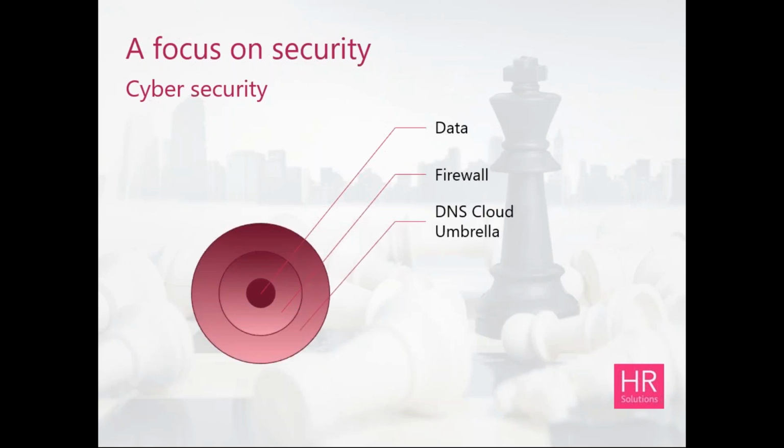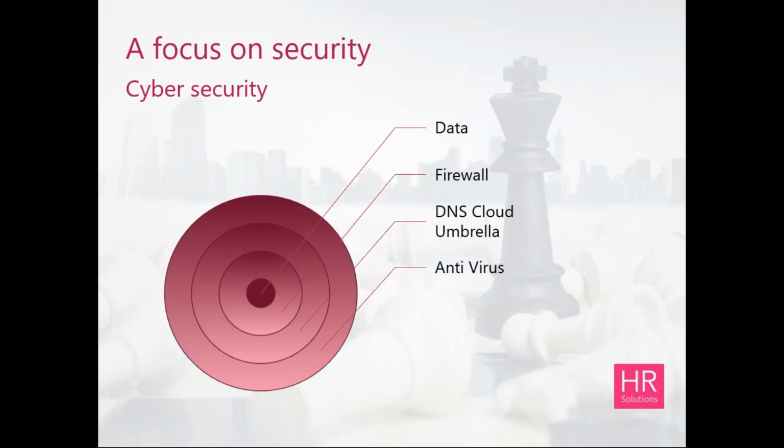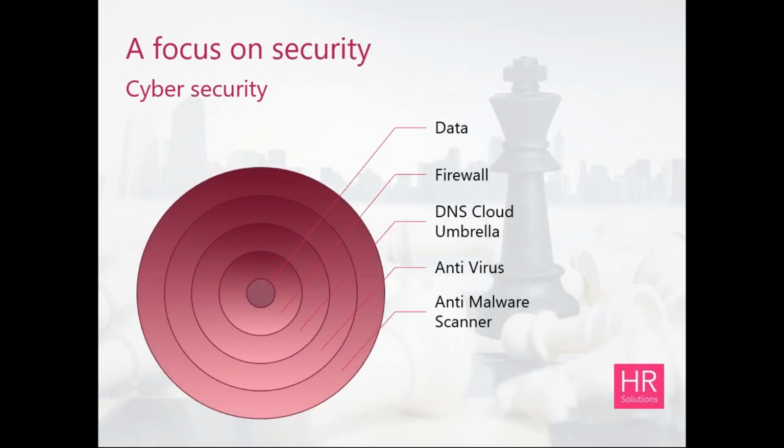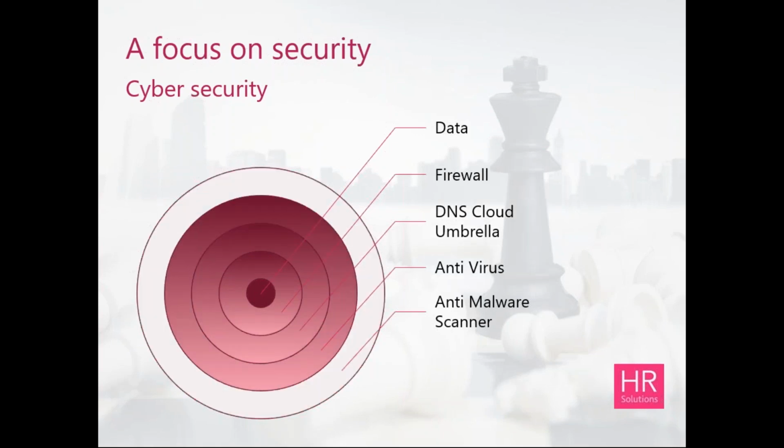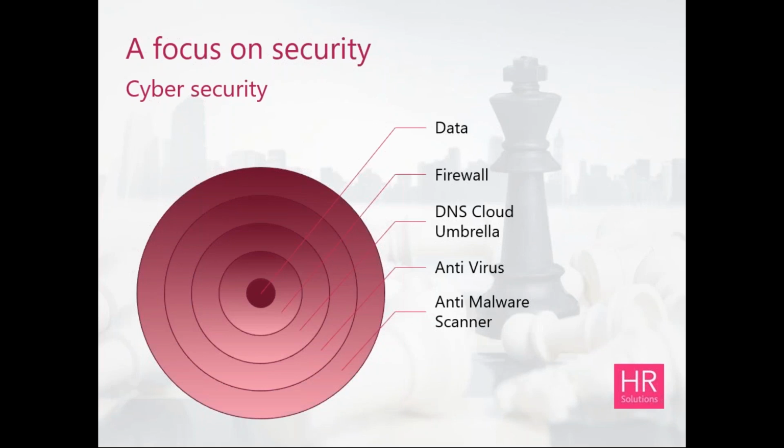You might then have DNS cloud umbrella. And then around that, you might have antivirus software. And around that, you might have anti-malware scanners. And these are all things that can be triggered and flagged to prevent certain types of hacking attempts, phishing scams, things like that, from accessing that data sat in the middle.